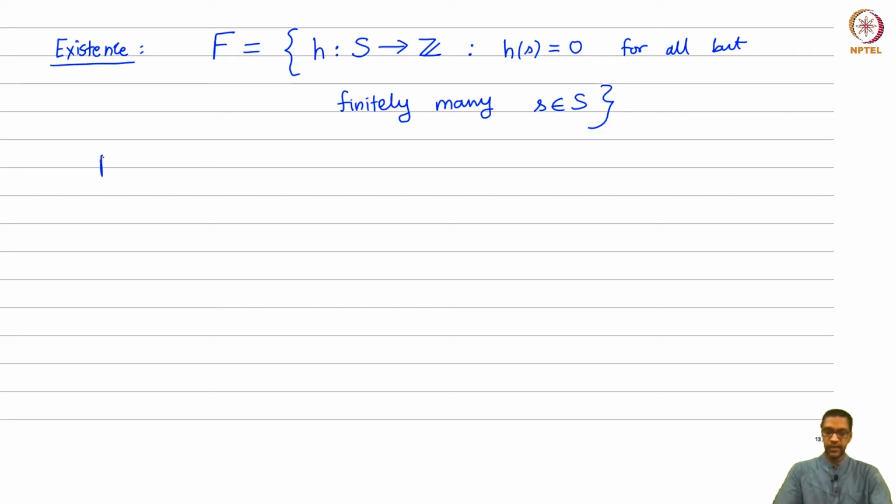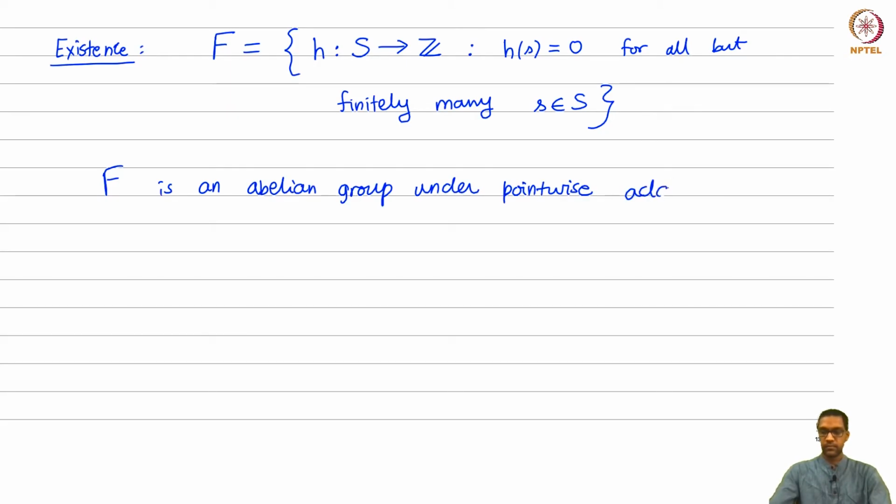Okay, now why is this a group? So firstly, observe that F is an abelian group. So the claim is that F is an abelian group or a Z module under pointwise addition. In other words, how do you add two elements? So if I give you h1 plus h2, two elements of F, you add them like this. The value on s is just h1 of s plus h2 of s, for all s in S.